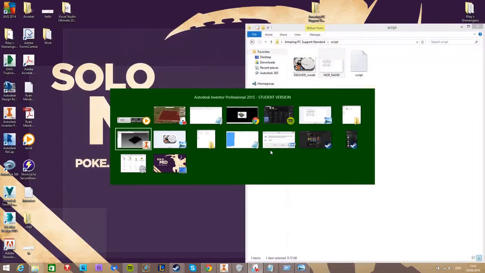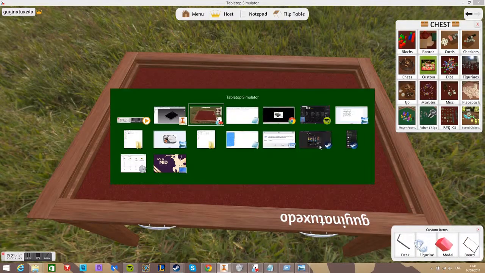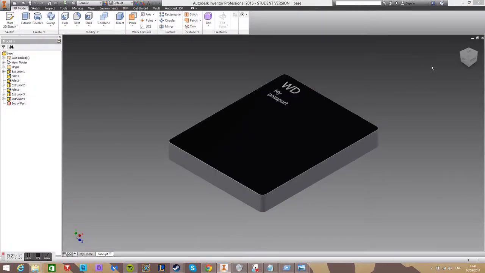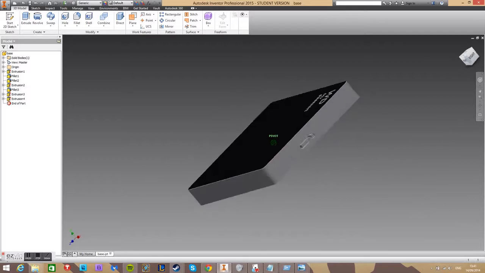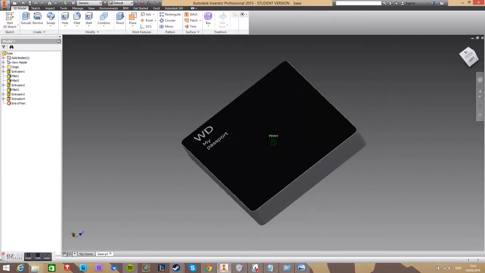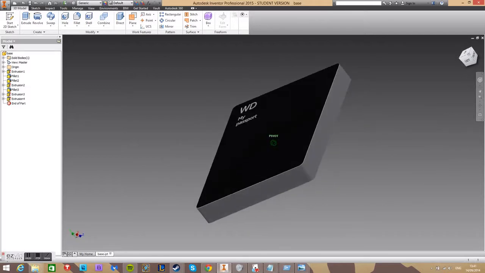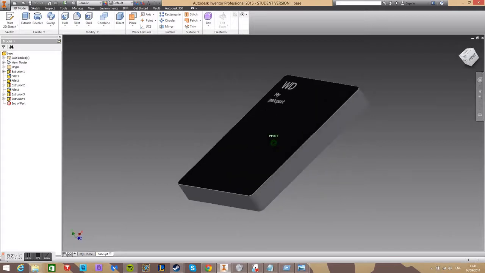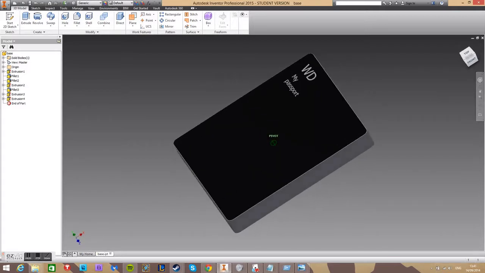Let me just switch over. Just give me a second. Okay, this is a model of my brother's 2 terabyte Western Digital external HDD. The thing about HDDs, they come in two form factors: a 3.5-inch for desktops and a 2.5-inch for laptops.